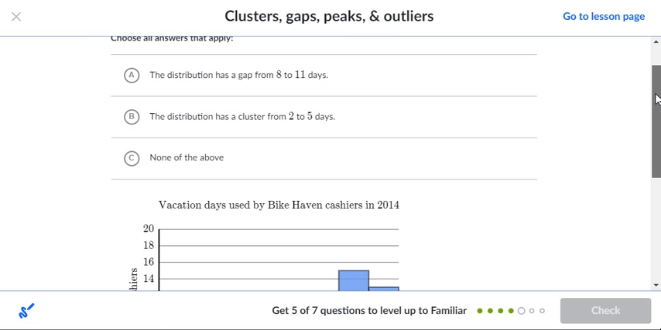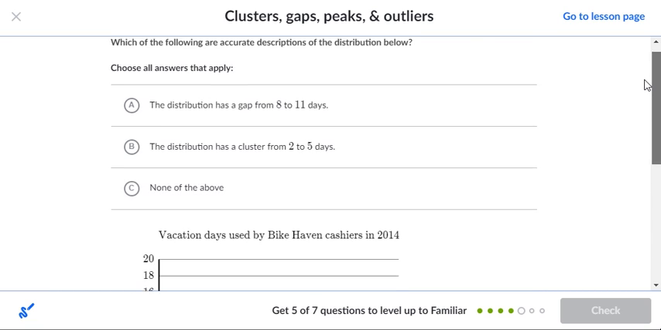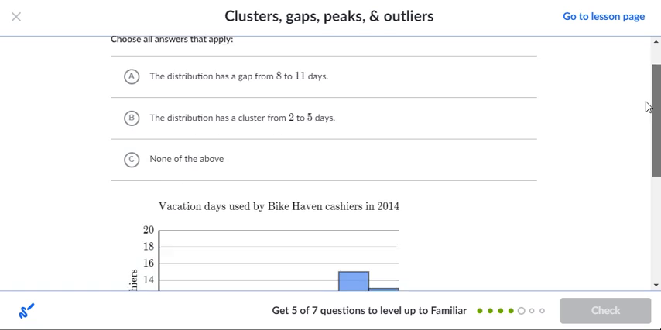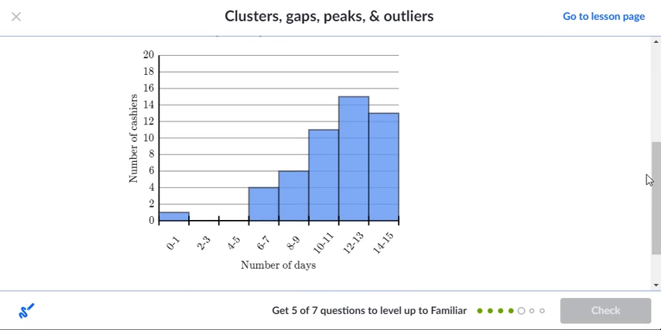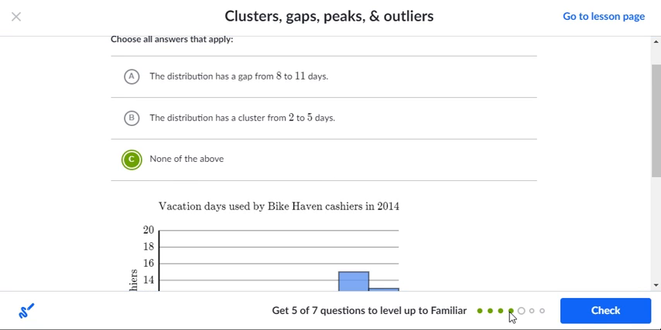So the distribution is a cluster from 2 to 5. That's incorrect. That's a gap. And the distribution has a gap from 8 to 11. That's not true because we do actually have data there. So they're both false.